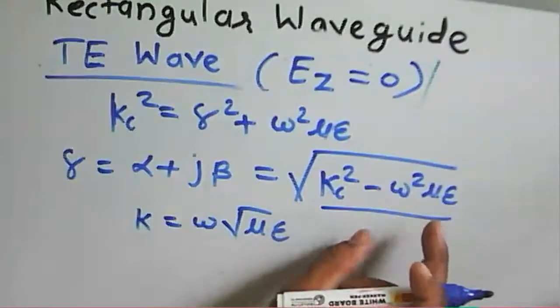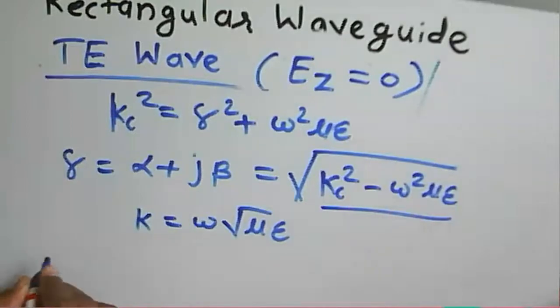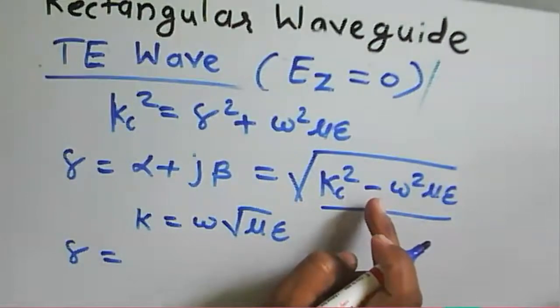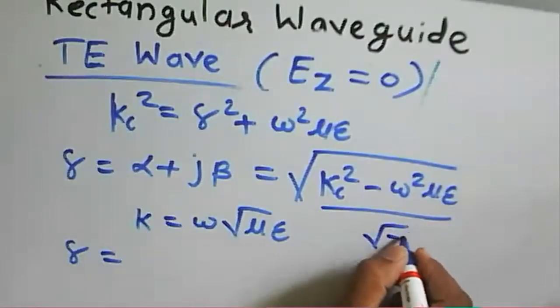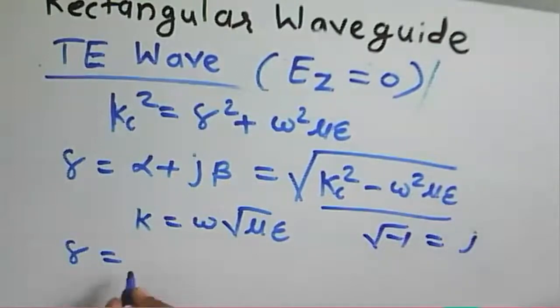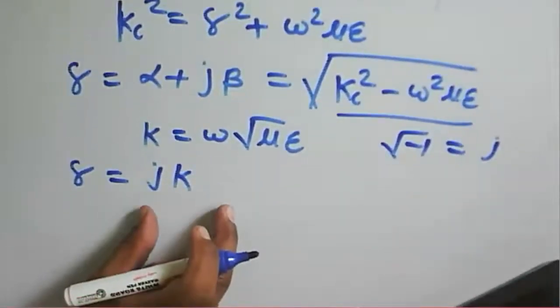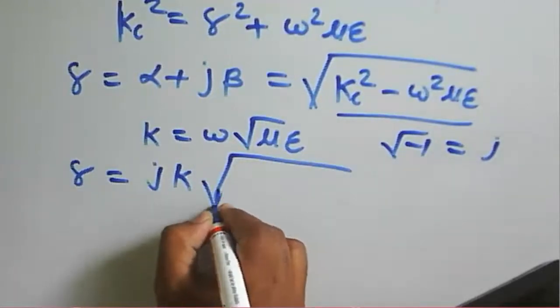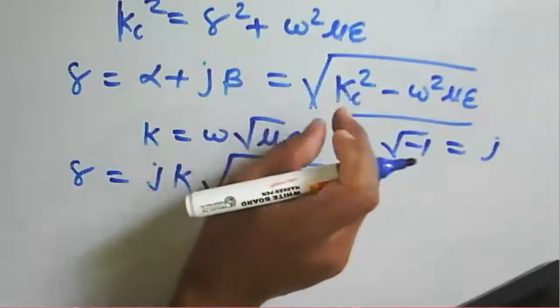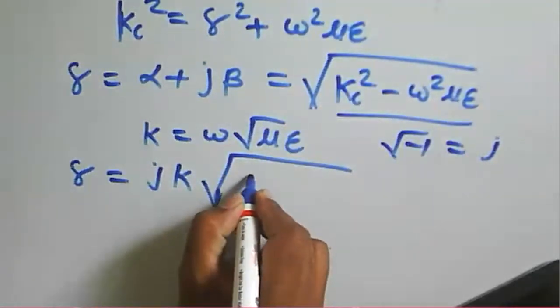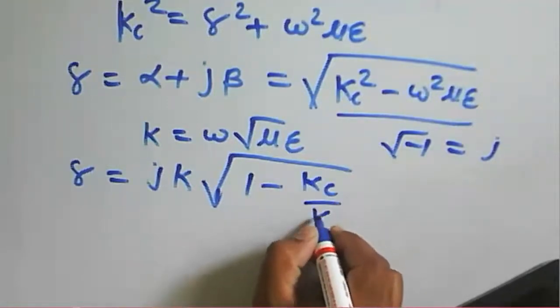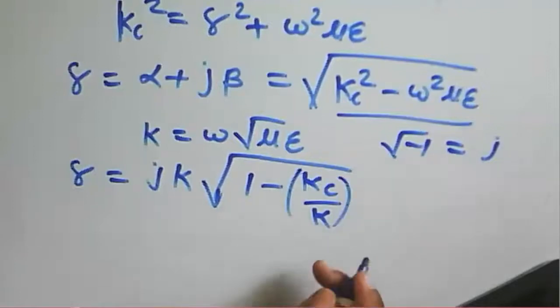So from this, if we take out a common k here, then the expression for this gamma is equal to what? Minus k minus term here, so under root of minus 1 is equal to j. That's why we consider j and k here. This is nothing but jk under root of 1 minus kc by k here. This is your expression.